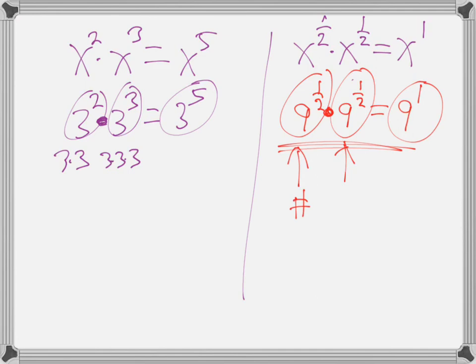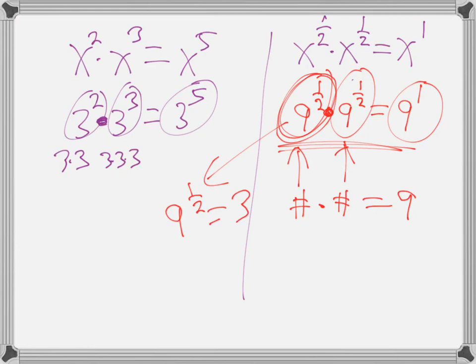9. What number times its very self equals 9? What number do you know times its very self that equals 9? 3, right? Isn't 3 times 3 9? So that means this, 9 to the half, has to be what? 3. Has to be 3.